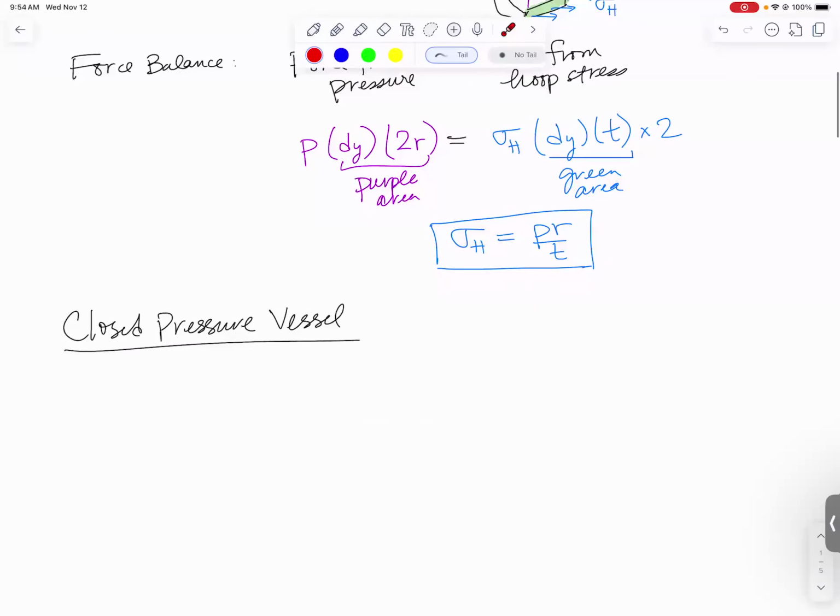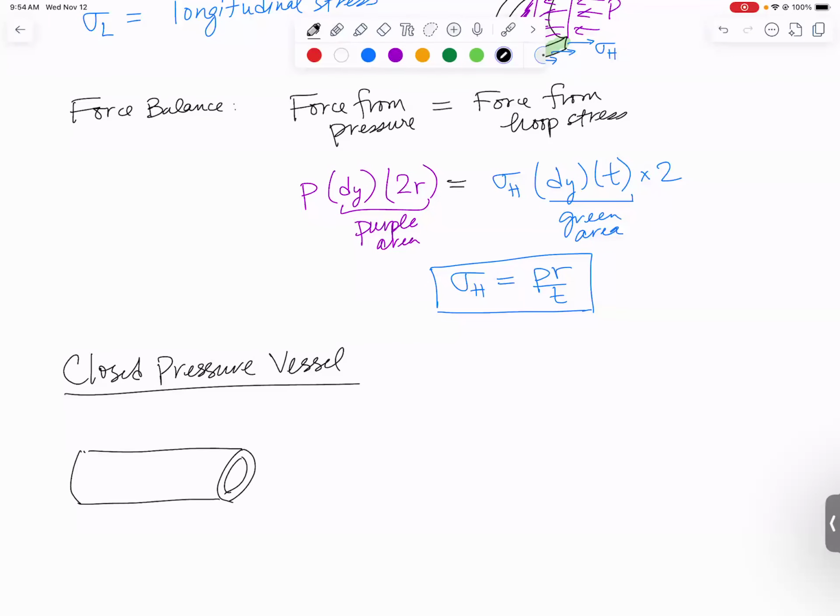On the closed pressure vessel, let's again cut it open. Around the outside, I removed part of the pressure vessel, so the part that I removed would be pulling on the other part with a stress equal to sigma longitudinal. And what's counteracting that is the internal pressure. It would have been pushing back with an amount P. And let's do a force balance. We need the force from the pressure to be balanced by the force from the longitudinal stress.